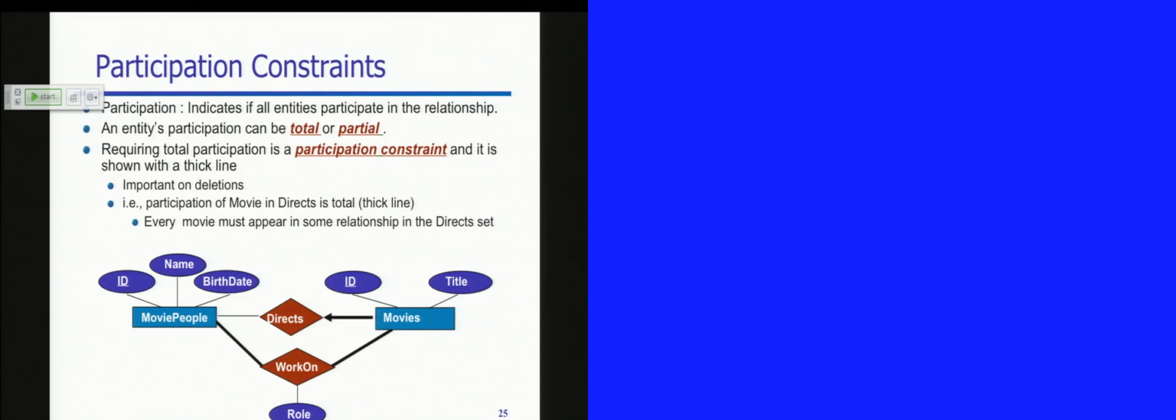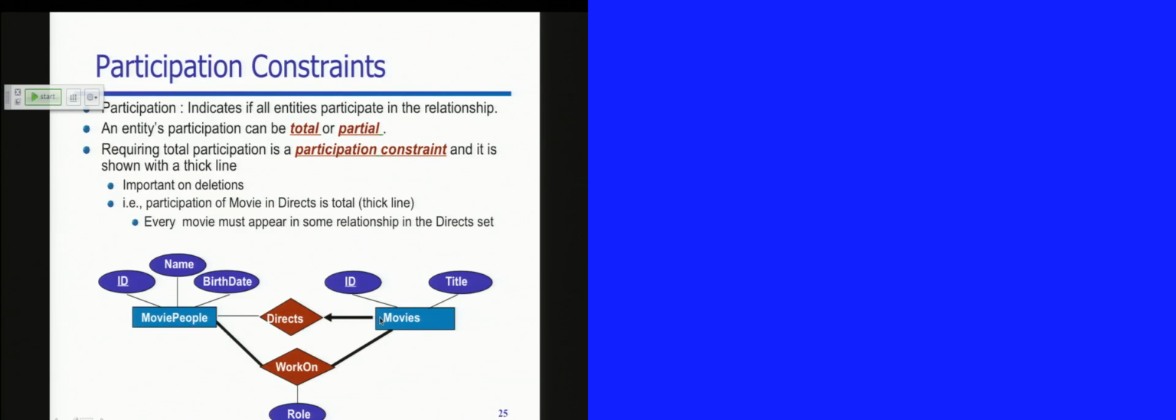Question? So, as a follow-up to the question I just asked, directs would be kind of like a subset of worked on, right? Something like that. So that would be like another constraint, because you can't have directed the movie without having worked on it. So direct might be a subset of work on, and you're right.